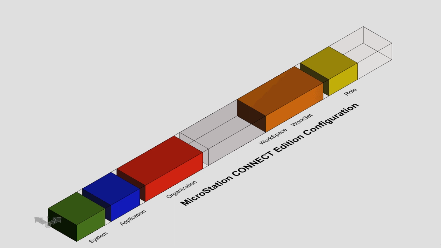Now, this is not active by default, but can be implemented by setting the variable _USTN_ROLE_CONFIG at an organizational, workspace, or workset level configuration. The value of the variable _USTN_ROLE_CONFIG defines a particular role configuration file that is then loaded at the role configuration level. And finally, we have the user level.